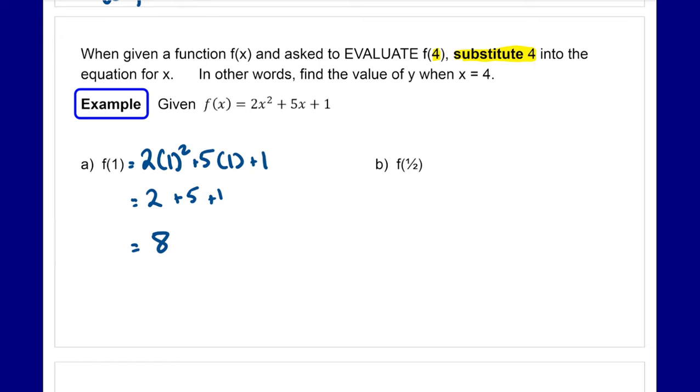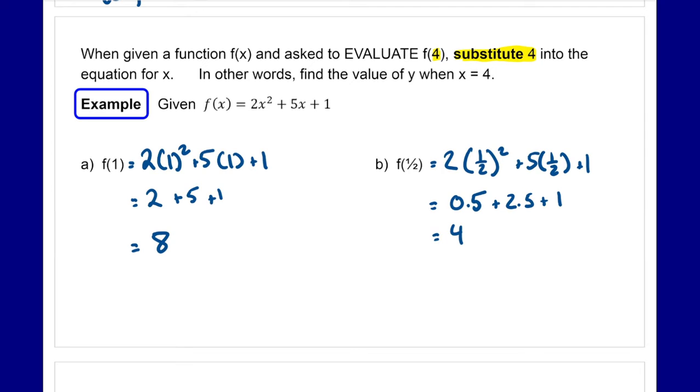For b, same idea, except now we have fractions. So 2 times 1 over 2 squared plus 5 times a half plus 1. And again, we can go through and solve this. So 2 times 0.5 squared is a half. 5 times a half is 2.5. And plus 1, we end up with 4. So that means that f at a half is 4.